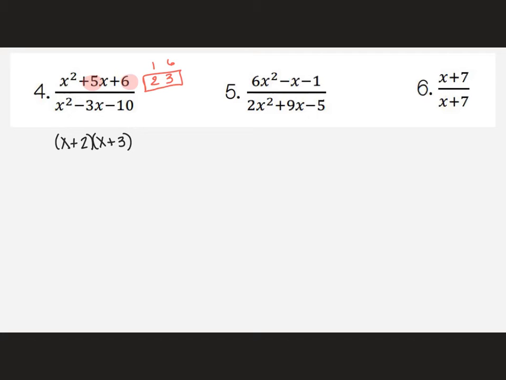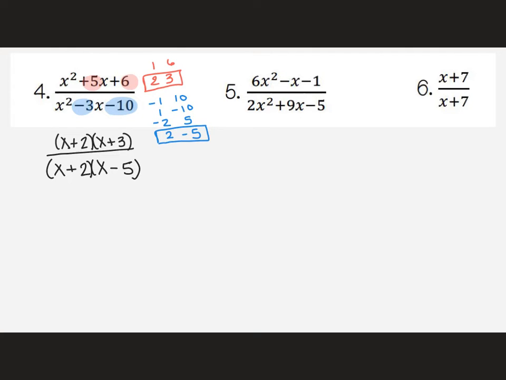In the denominator, same thing. Factors of negative 10 that add to be negative 3. So my factors of negative 10 would be negative 1 and positive 10, 1 and negative 10, negative 2, positive 5, or 2, negative 5. 2, negative 5 would add to be negative 3, so those are the factors I'll use. So x plus 2 times x minus 5.